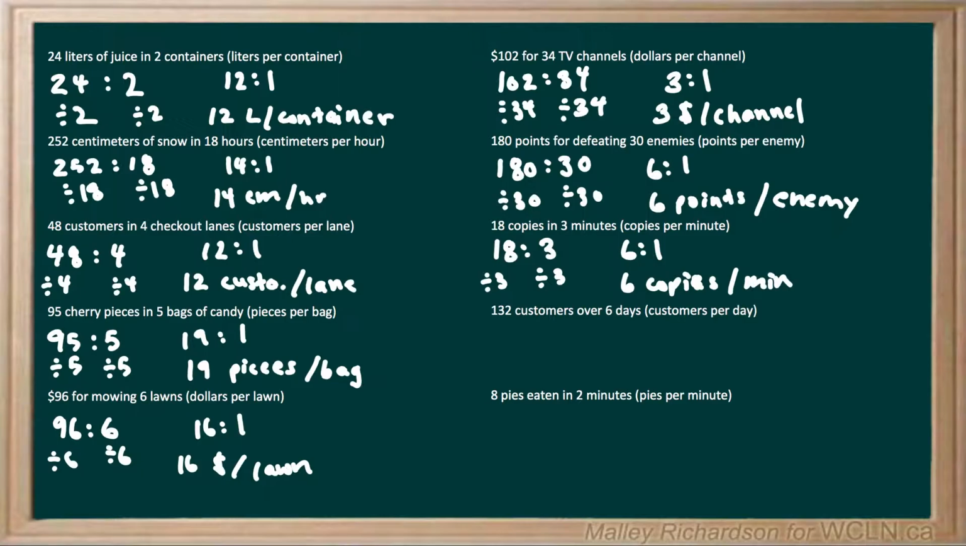132 customers over 6 days, and we need to find how many customers per day. So our original ratio is 132 customers for every 6 days, and then we want to divide both sides by 6 to make our unit ratio. 132 divided by 6 is 22, and then 6 divided by 6 is 1. So we're going to have our unit ratio of 22 to 1 and our final answer of 22 customers per day.